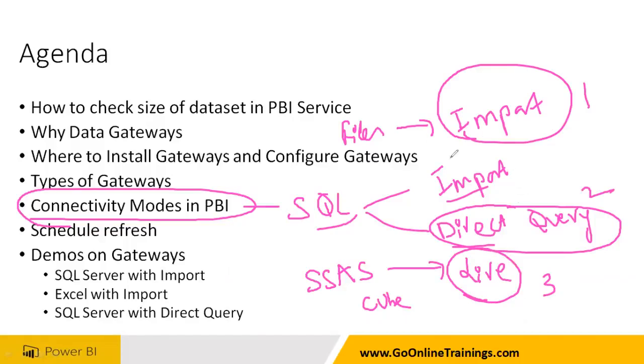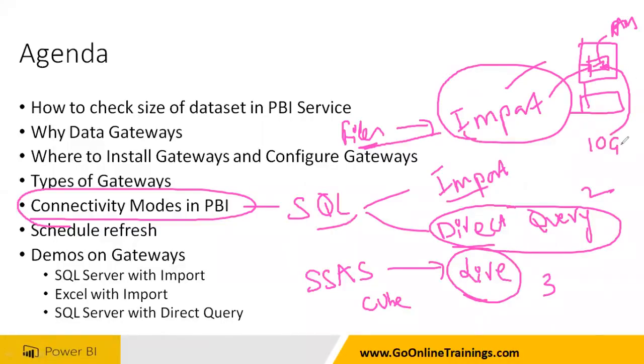So Import means, what happens when you go in for any file directly, the connectivity mode is called Import. Import means all the data from the Excel sheets or any file will be taken and stored into the RAM of your Power BI. Wherever Power BI is installed, inside that computer there is a RAM, right? So all the data is going to be stored into the RAM of your computer. But remember, after compression, what is the maximum size we can have in the RAM?